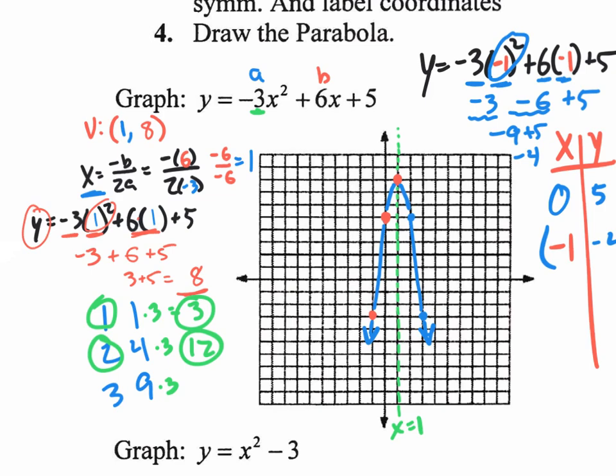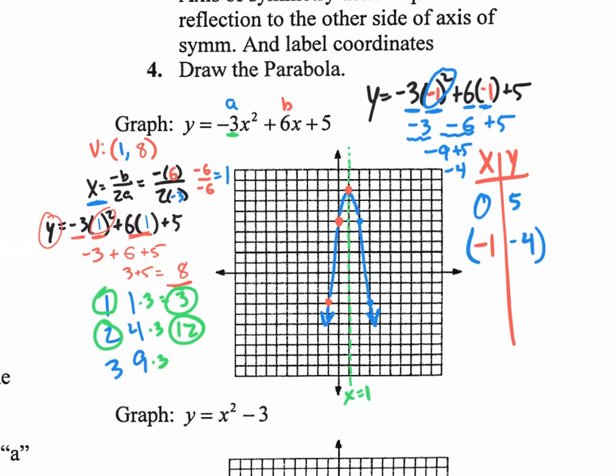But on this section, I do want you to practice using an XY table, okay? I want you to practice picking 2 numbers. Always use 0. 0 is great because when you plug in 0, it's simply going to be your C value. So you don't do any math right there. Always use 0. And then just plug in one more number on the same side of wherever that 0 is at, either on the left side of the axis of symmetry or the right side of the axis of symmetry.